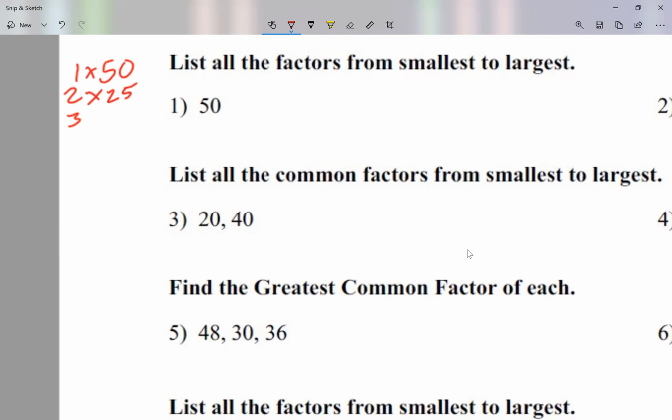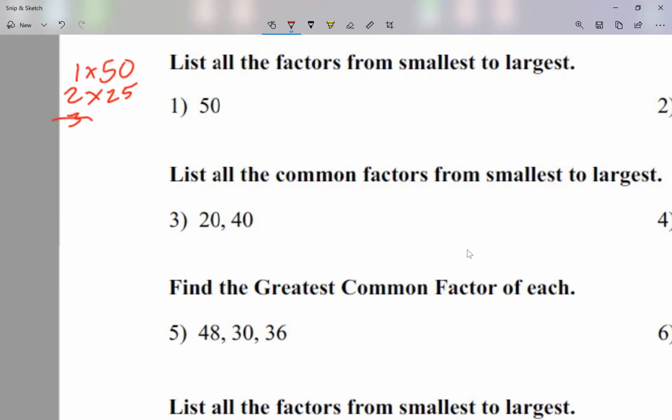Can I go 3 times something? Can it give me 50? To double check, use division. Do it backwards. Go 50 divided by 3. Use a calculator if you need to. If I get a decimal, then no, I cannot do it. 3 doesn't work. Now, if I don't get a decimal, then 3 is a factor. In my calculator, when I go 50 divided by 3, I get a decimal. So 3 doesn't work.